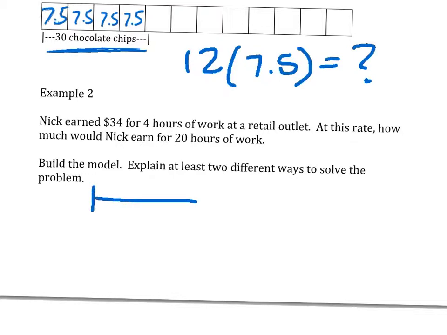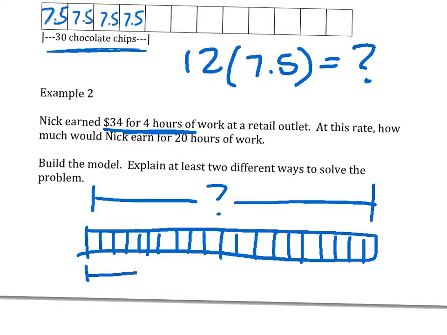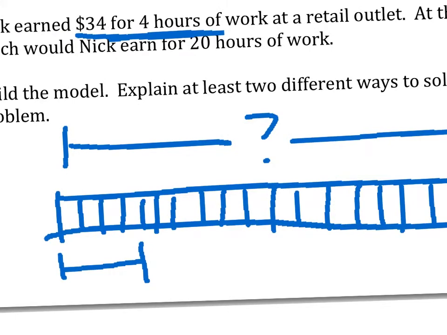So we have a model here where we don't know how much he makes, and we could make 20 boxes, right? So let's see, 5, 1, 2, 3, 1, 2, 3, 4, 5. 1, 2, 3, 4. And we know that for 4 hours, which would be 4 boxes, he makes $34.